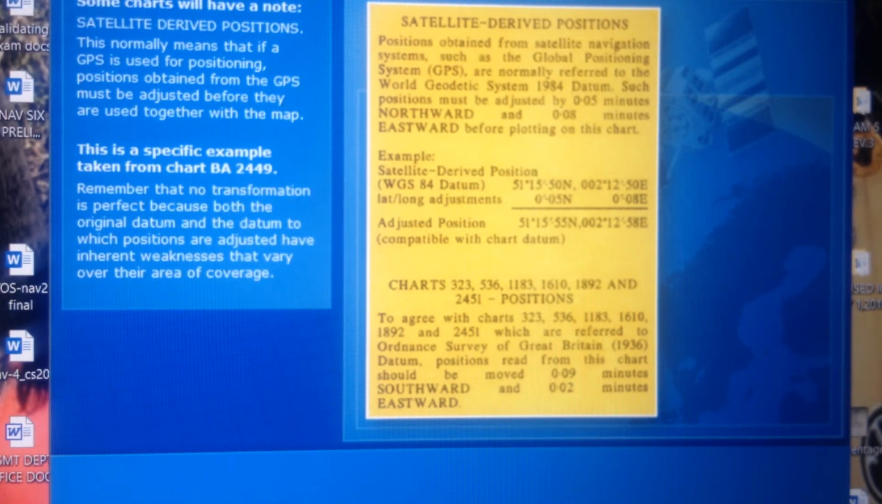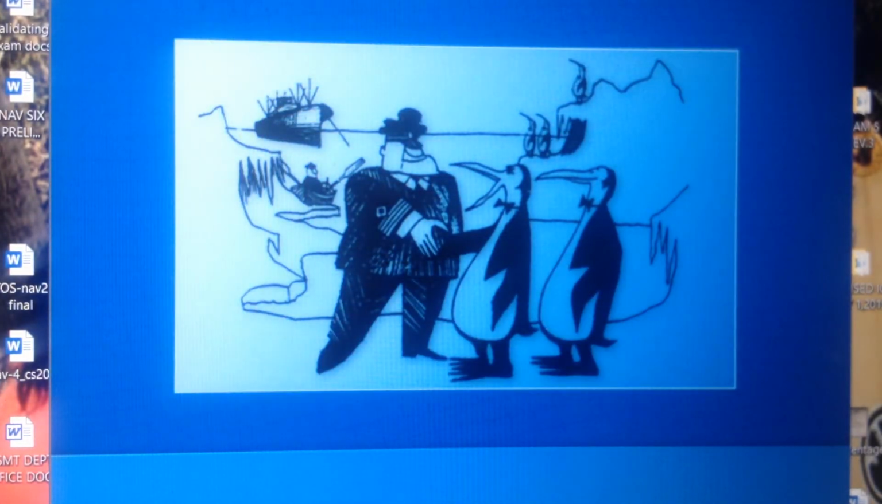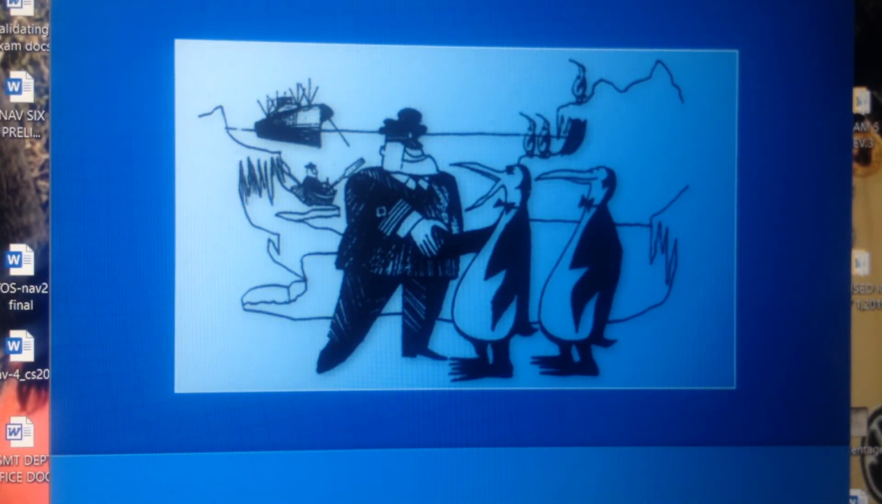2449. Remember that no transformation is perfect, because both the original datum and the datum to which positions are adjusted have inherent weaknesses that vary over their area of coverage. The parameters used within GPS receivers for the transformations from one datum to another are likely to be mean values for the whole area. Their application, particularly in the extremities of the area, of an inaccurately defined datum, could introduce errors of hundreds of meters.